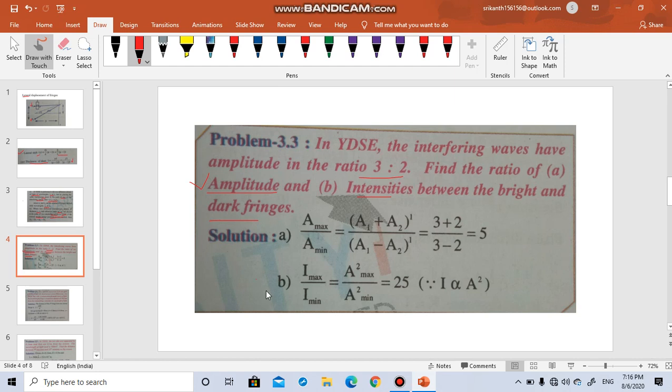Now coming to the intensity ratios. We have to find maximum intensity by minimum intensity. These intensities are always proportional to the amplitude squared. I told you intensities are always proportional to amplitude squares. So here, A max by A min you have already found out, which is 5, so this will be 25.